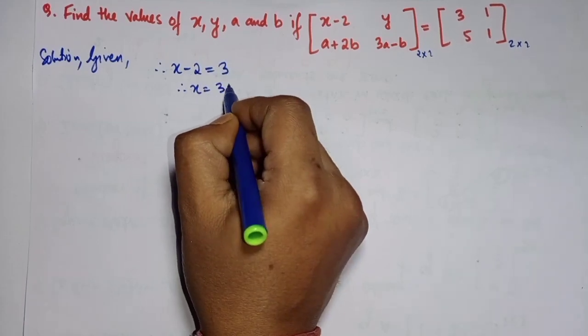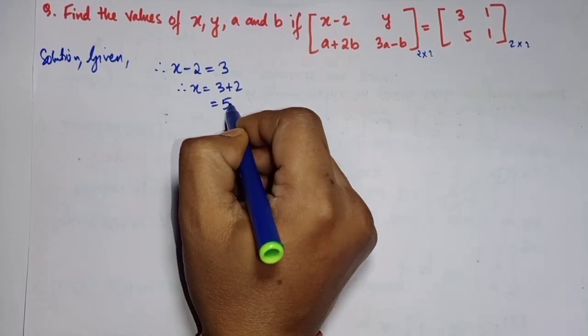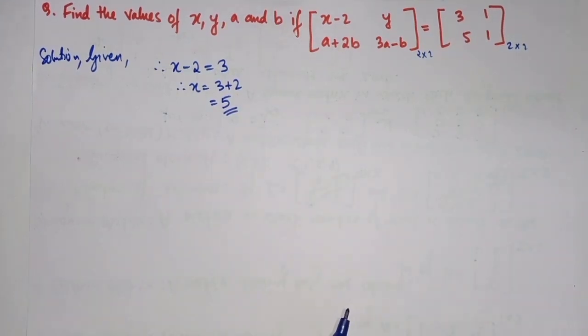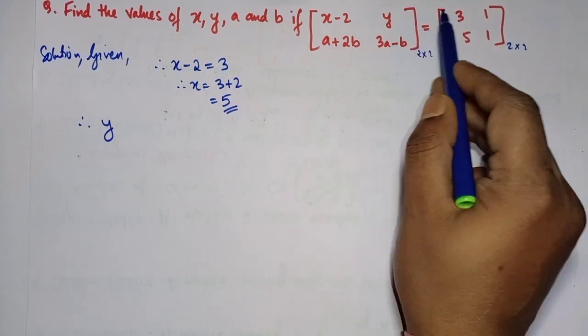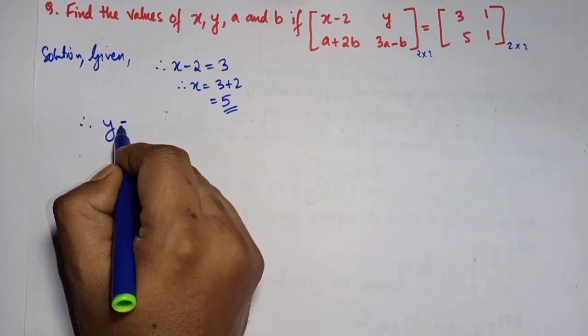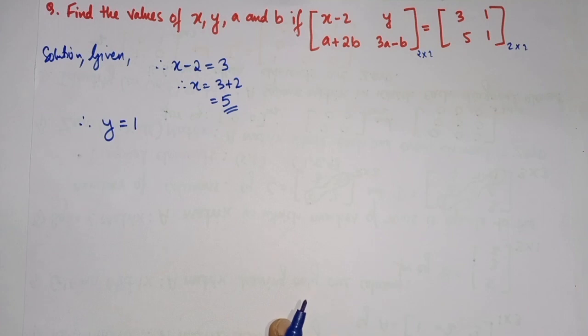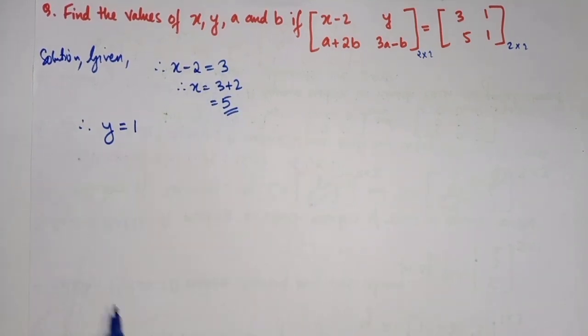When it goes to the other side, it will be 3 plus 2, so I got 5. So I got the value of x. Similarly, can you tell me what is the value of y? If you see, y's corresponding element is 1. So y is equal to 1. Hope you are clear with this. So I got the x value and the y value also.